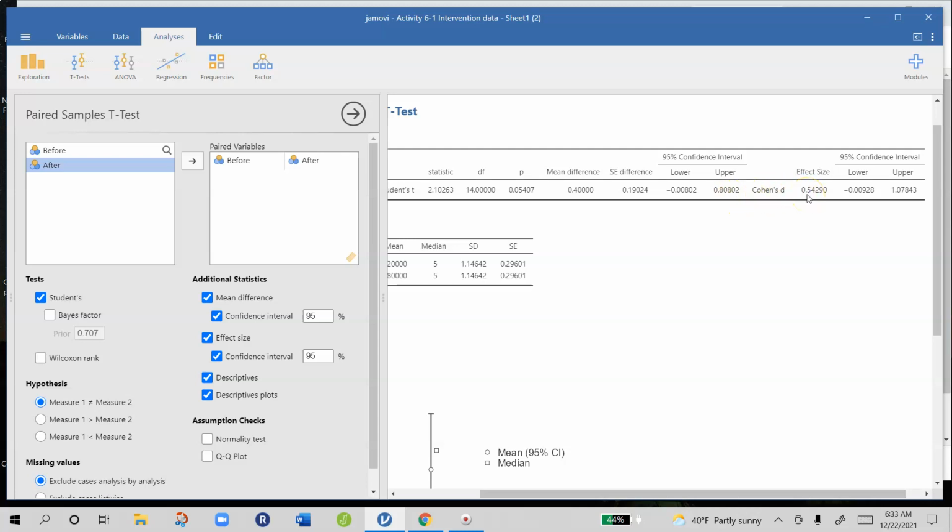In terms of effect sizes, our standardized effect size is 0.54, which is a moderate effect. It tells us that there's about a half of a standard deviation difference between those two means. And we're 95% sure that the true effect size is somewhere between negative 0.009 and 1.07, which is a huge range, right? Basically, we're 95% sure that there's something between no effect and a very large effect.